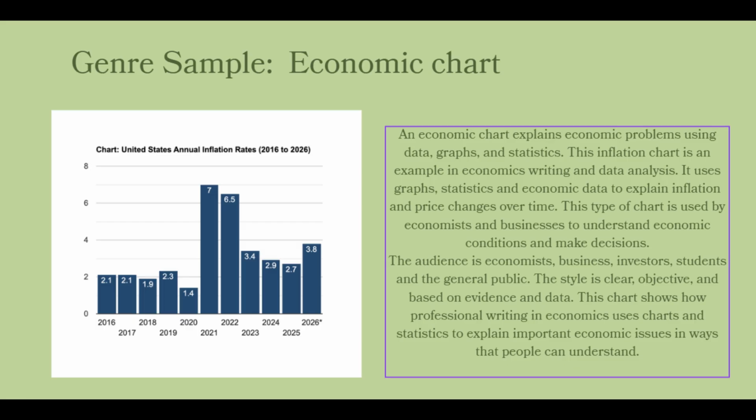In this chart, inflation was low before 2021, increased in 2021 and 2022, and went down in later years. The audience for this type of chart can include economists, businesses, investors, students, and the public. This example shows how economists use data, graphs, and statistics to explain important information in a simple way.